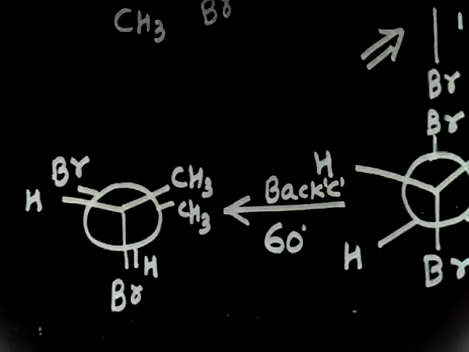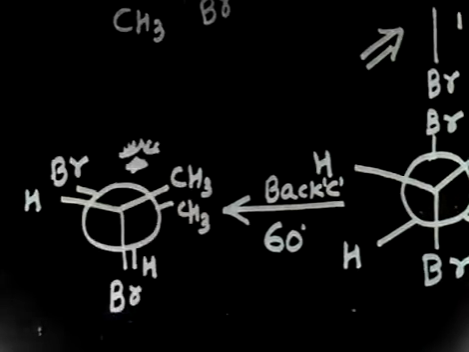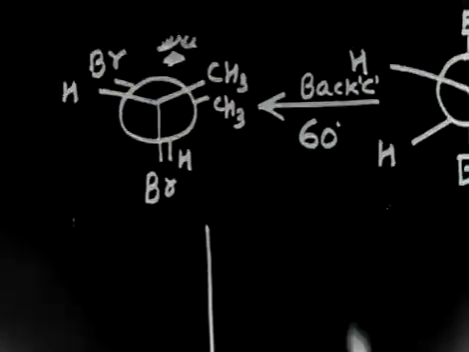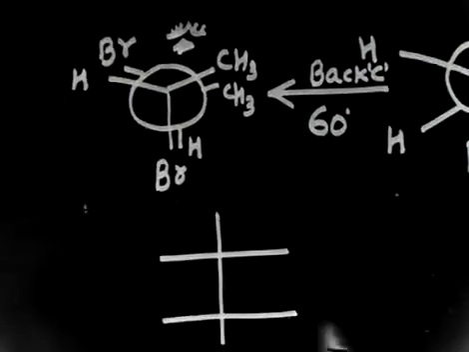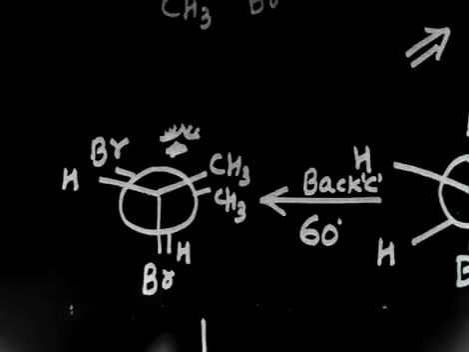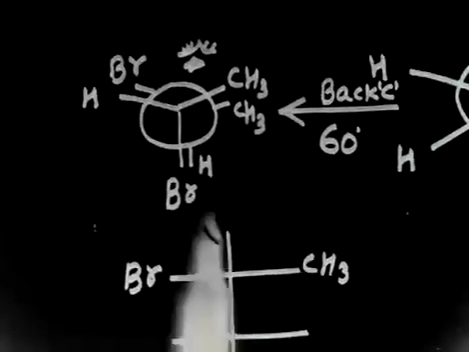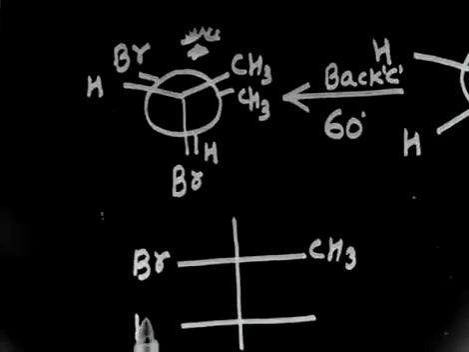Now if you want, you can also draw the Fischer projection formula of the same compound. If you are looking from the top, what will you see? Now I am making the Fischer projection formula. If I am looking from the top, I will see one bromine and CH3 on this carbon. So one bromine and CH3. And on this carbon I will see hydrogen and CH3.